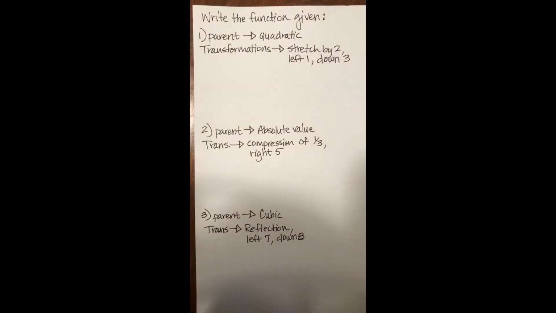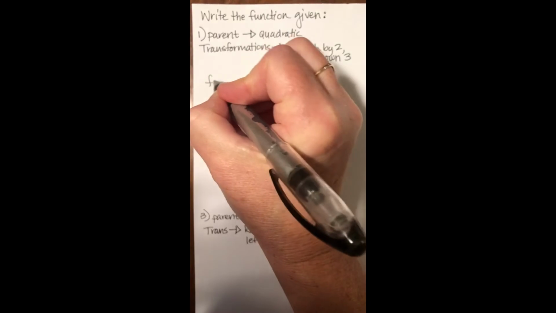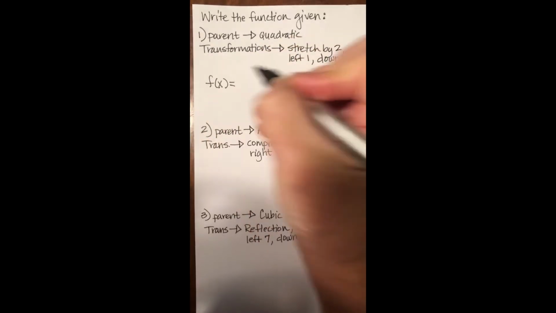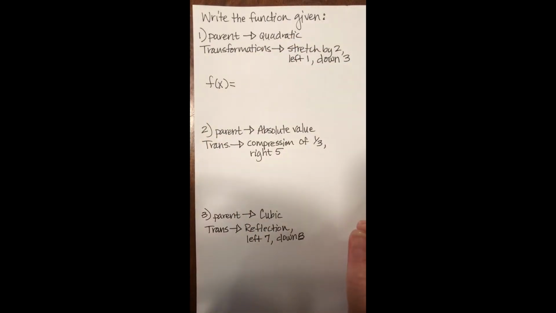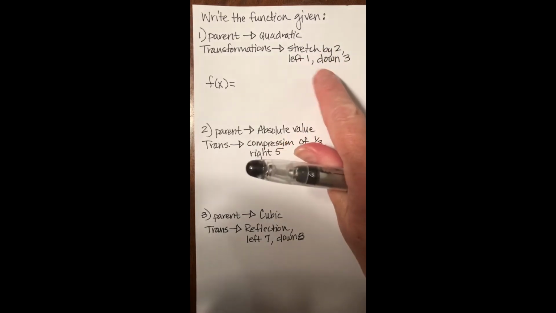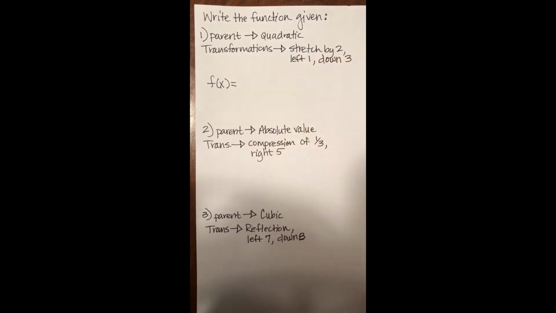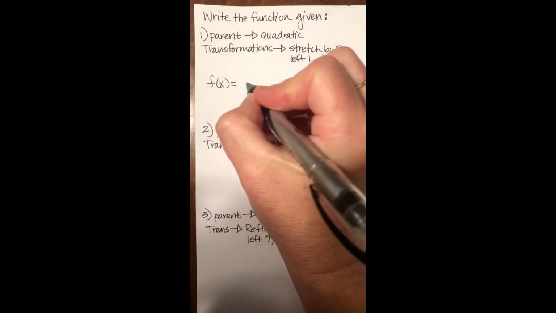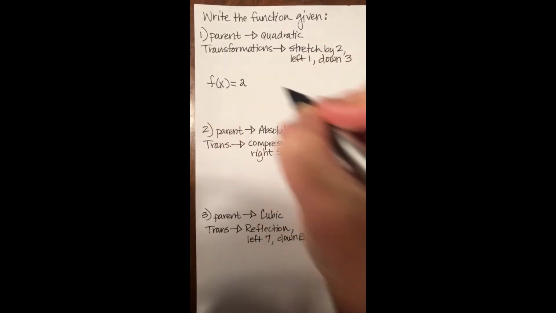The last part of this lesson, we're actually going to write the function given the parent function and the transformations. So if we look at number 1, it is a quadratic. That means that when I write the function, it's going to have x to the second power. But before I write x to the second power, I need to see what's going on here. So we have a stretch by 2. Any stretch or compression is always going to be written first. It's going to be written in front of the x. So I'm going to go ahead and write 2.